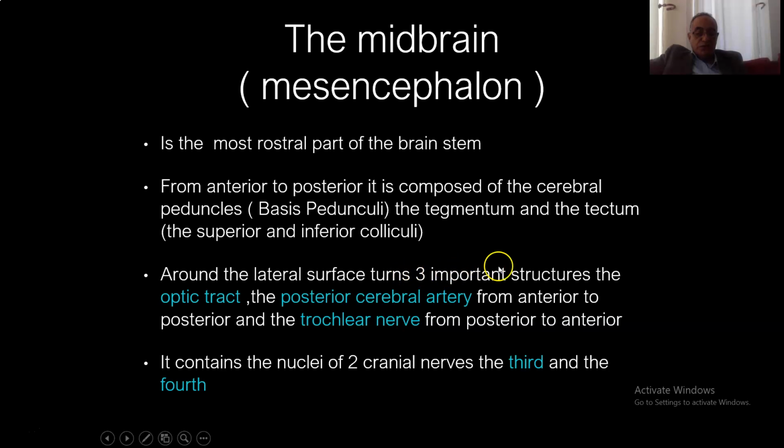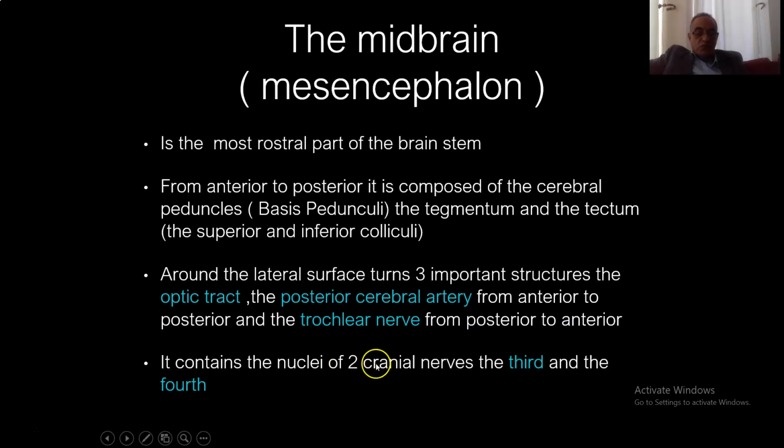Those coming from anterior to posterior around the lateral surface of the midbrain are the optic tract and the posterior cerebral artery. The optic tract is on its way to form the optic radiation, and relays in the lateral geniculate body. The posterior cerebral artery, a terminal branch of the basilar, goes around the brainstem to supply the medial surface of the temporal lobe and the occipital lobe. And the trochlear nerve, which is the only nerve arising from the posterior surface of the brainstem, below the inferior colliculus, winds around the lateral surface of the midbrain from posterior to anterior. So three structures cross lateral to the midbrain.